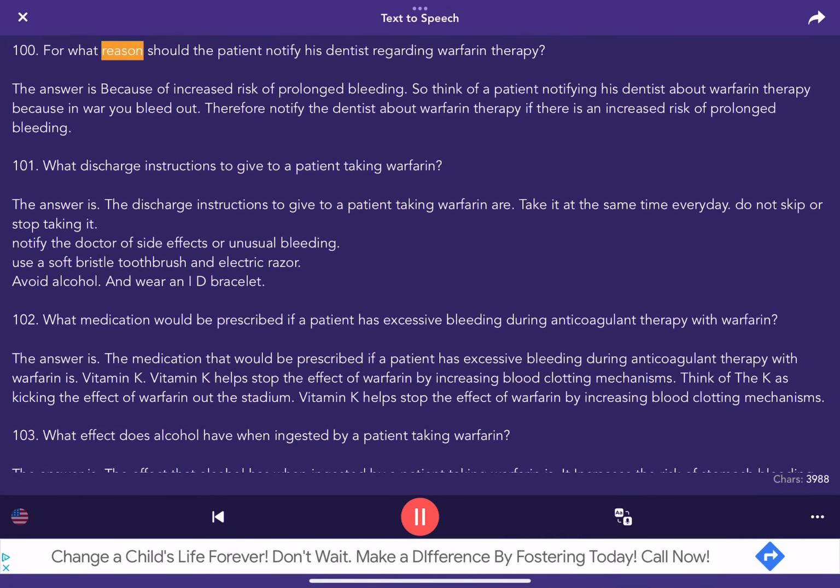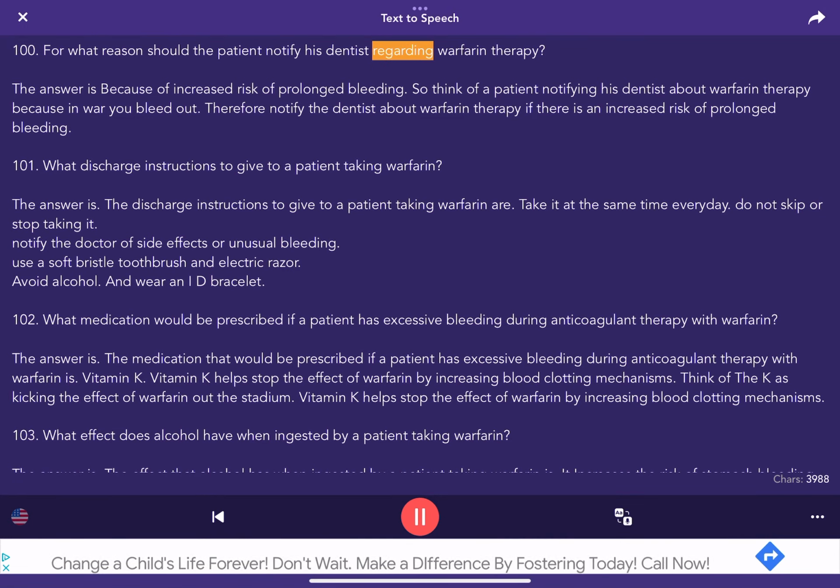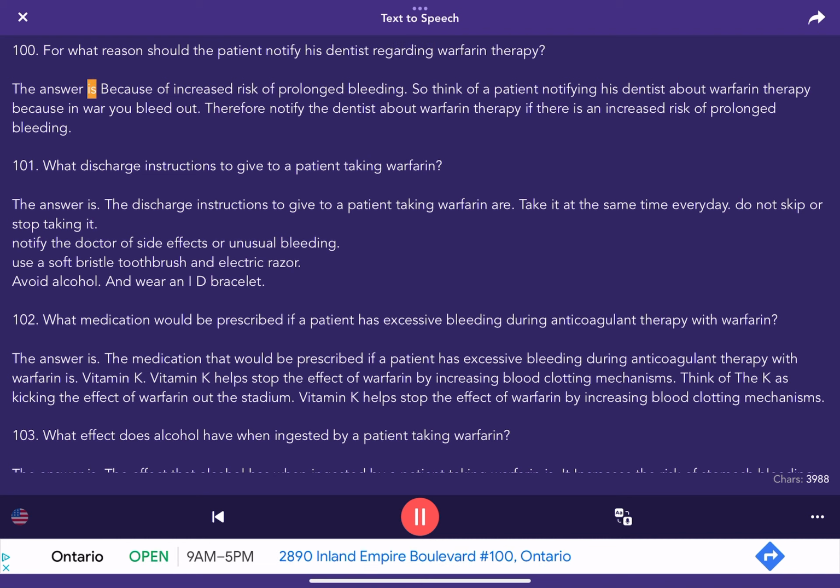100. For what reason should the patient notify his dentist regarding warfarin therapy? The answer is because of increased risk of prolonged bleeding. So think of a patient notifying his dentist about warfarin therapy because in war you bleed out. Therefore notify the dentist about warfarin therapy if there is an increased risk of prolonged bleeding.